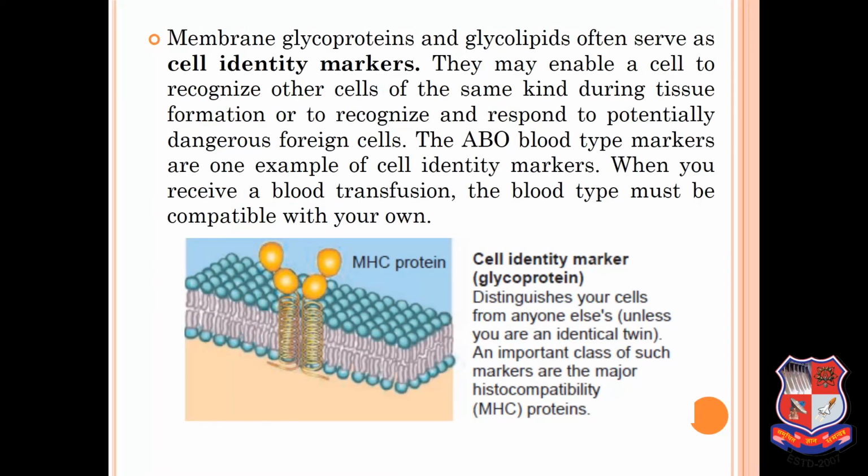The last function is that membrane glycoproteins and glycolipids often act as cell identity markers. They may enable a cell to recognize other cells of the same kind during tissue formation, or to recognize and respond to potentially dangerous foreign cells. One example is the ABO blood type markers. When we receive a blood transfusion, the blood types must be compatible with each other.